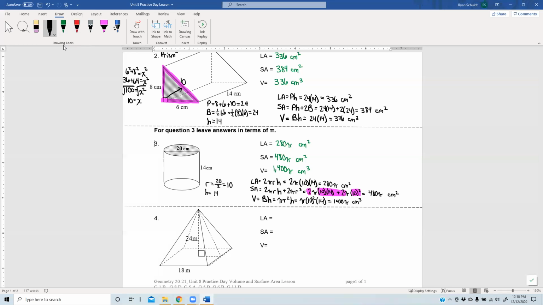Okay, so we're cruising right along. We've done prisms. Now we have looked at cylinders. Now let's look at number 4. Number 4 is a square pyramid. So this side is also going to be 18 meters.